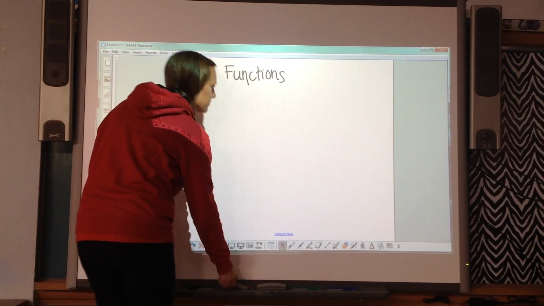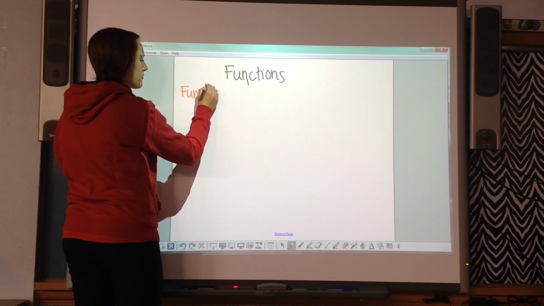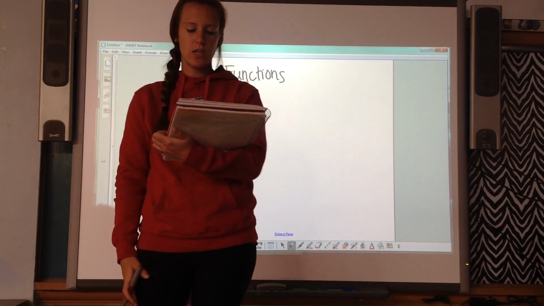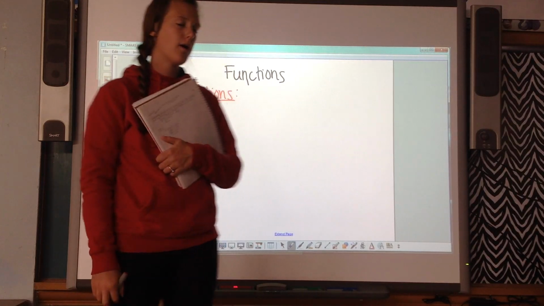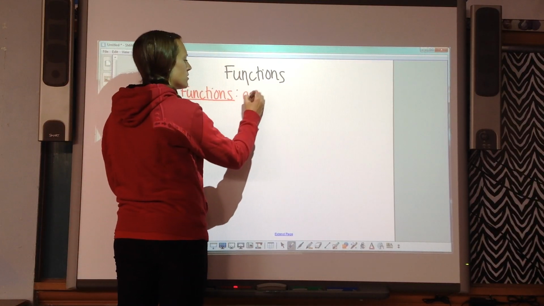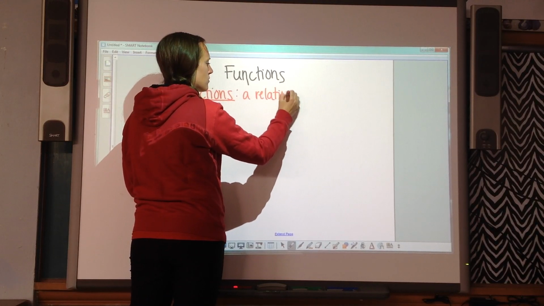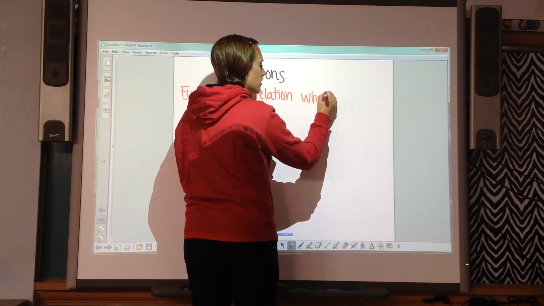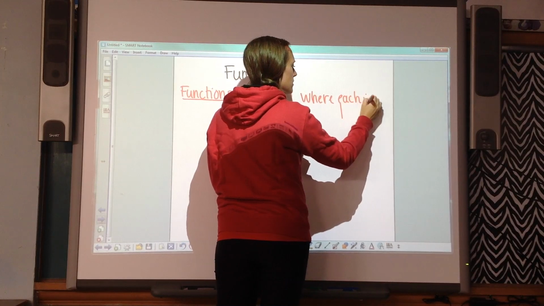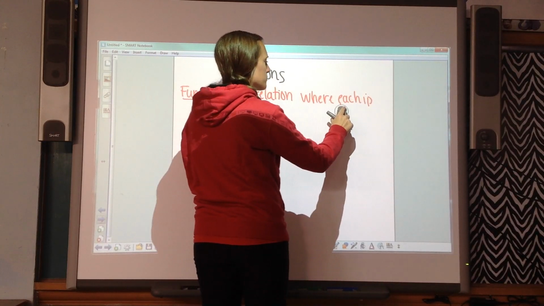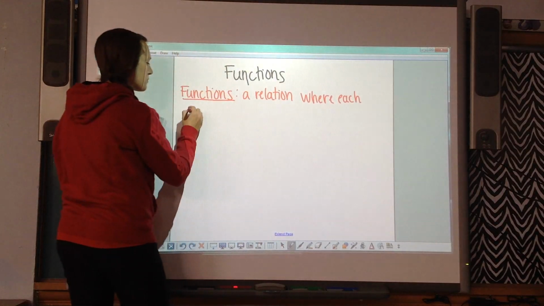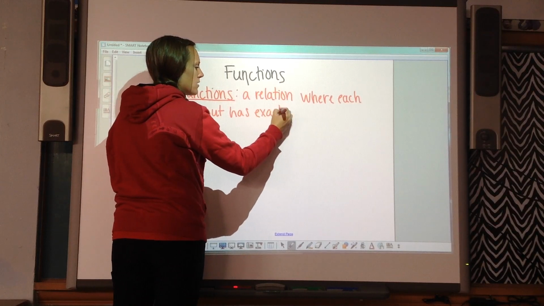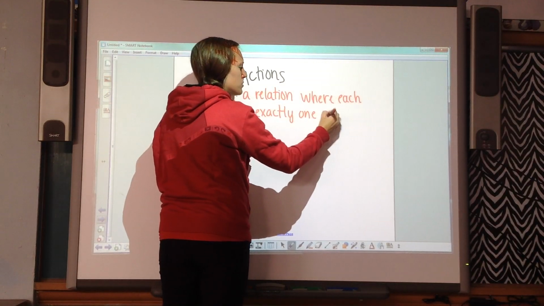Let's start with the definition. A function is a relation where each input has exactly one output. A function is a relation, meaning there's a relationship between the input and output, where each input has exactly one output.